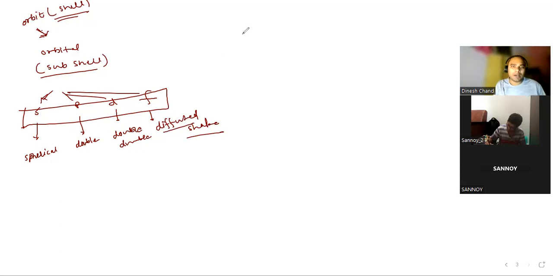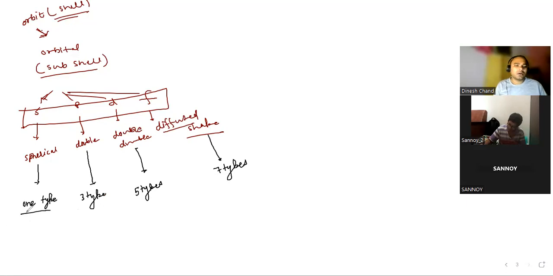Okay. Now if I ask you, how many types of S orbital are possible? This is only one type. So s orbital is one type. How many types of p orbital? 3 types. If I go to d orbital, this is 5 types. You must be knowing this one. And this orbital, how many types? 7 types.